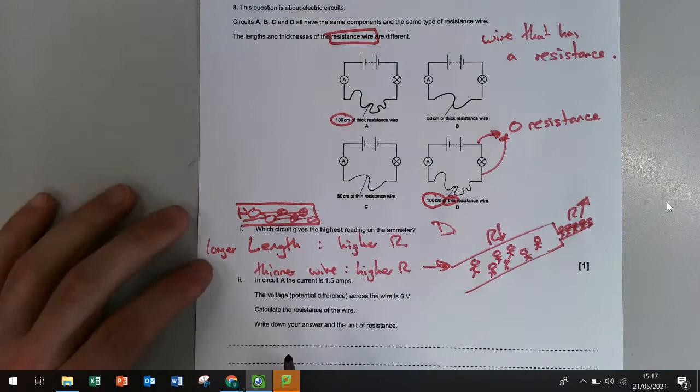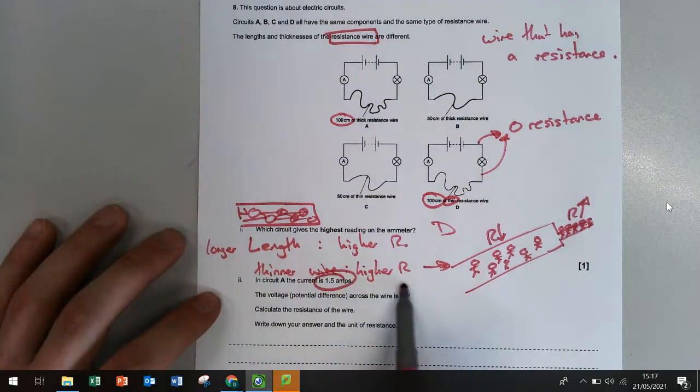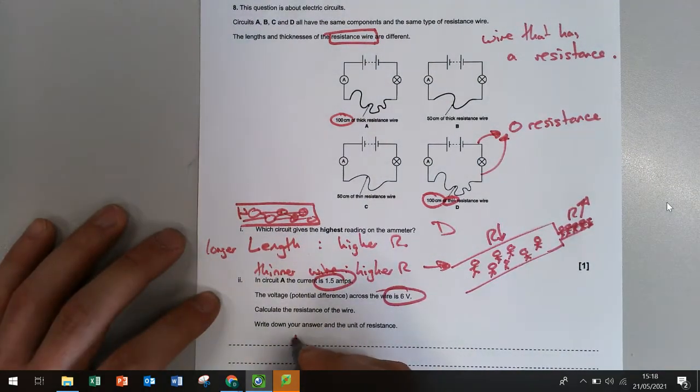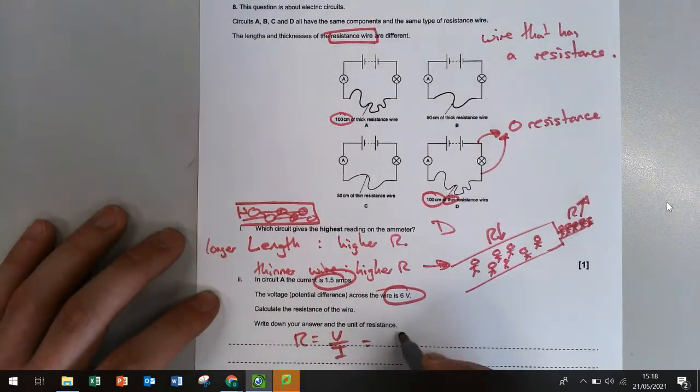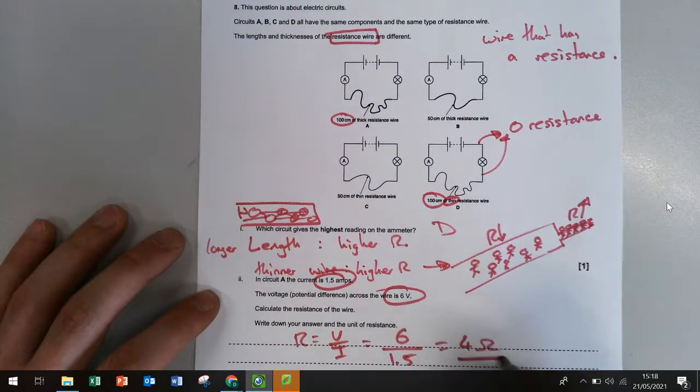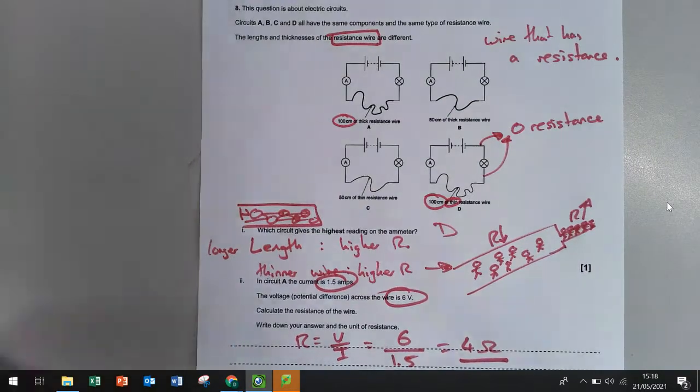Part B says what's the resistance of the wire. We've been given current, we've been given potential difference, so we should remember our simple relationship: resistance equals potential difference divided by current. 6 volts over 1.5 amps, which is 4 ohms. So that one is nice and simple.